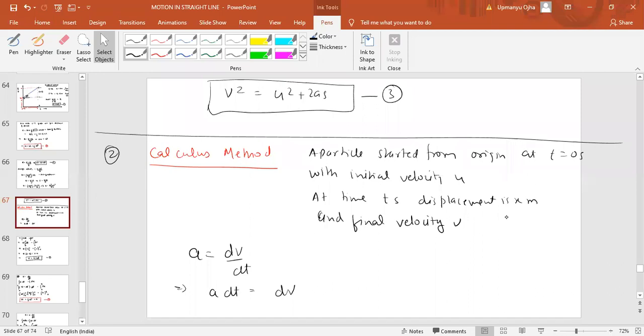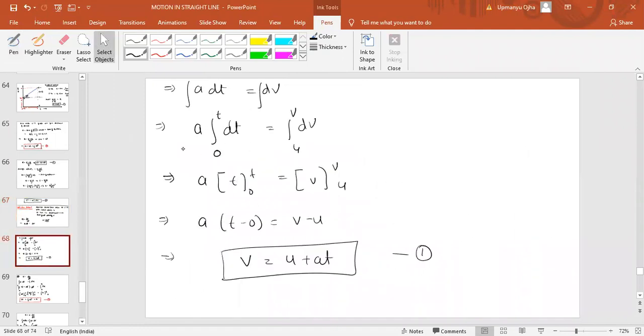Okay, by calculus method, see, calculus method is very easy, which we are already doing. That we know a is equal to dv by dt. You take dt on that side. Okay, it becomes a dt. Now since we have assumed acceleration to be constant, here a is constant. If a is constant, if you integrate this equation, a can be taken outside because a is the constant here. Now integrate dt and dv.